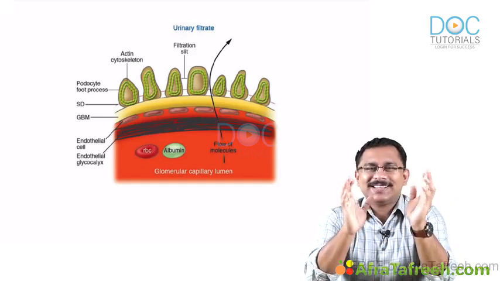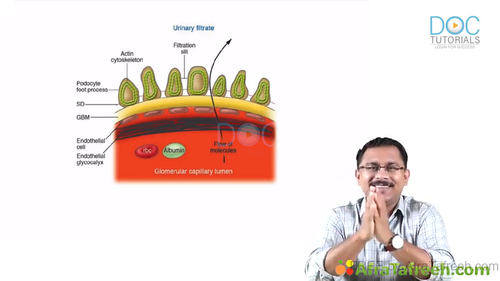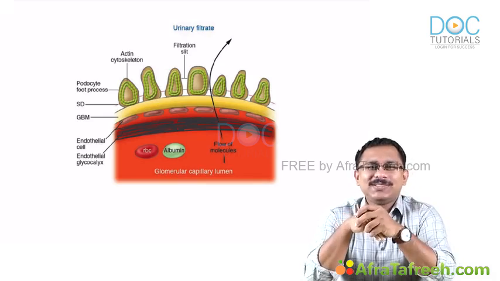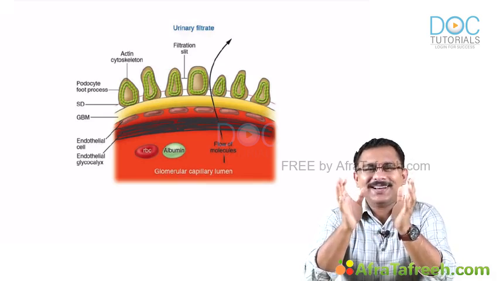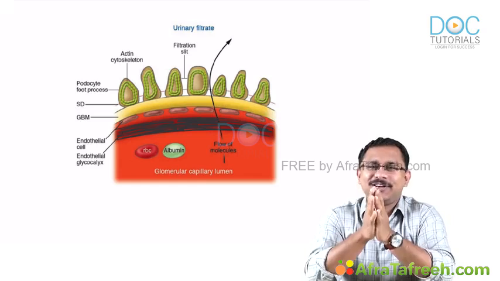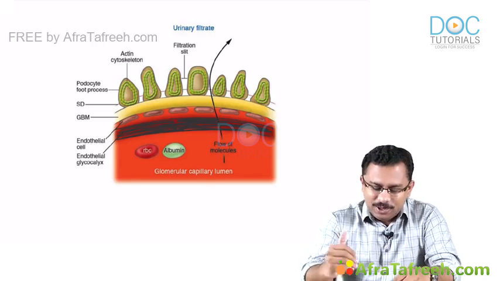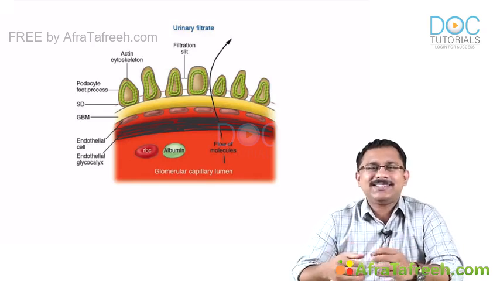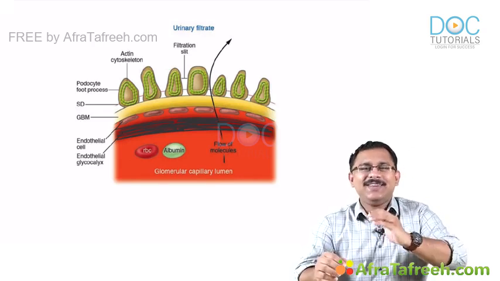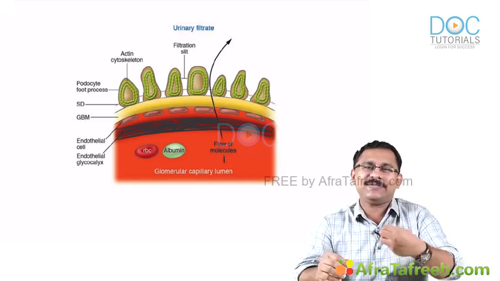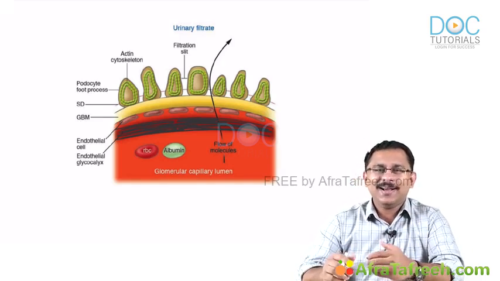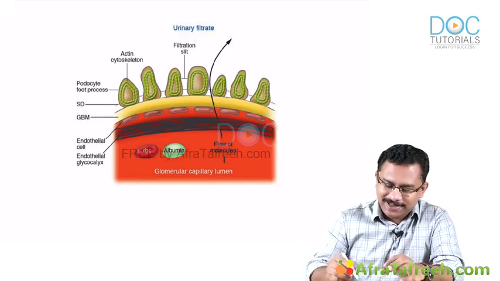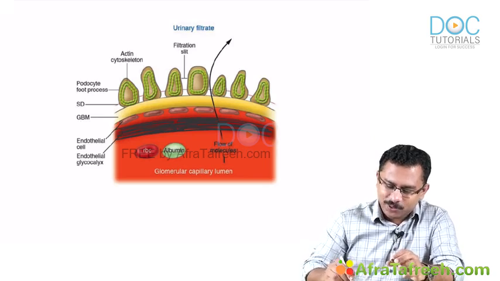So the filtration barrier has to have good selectivity. It should not allow proteins like albumin to go out. You should have those special properties for your filtration membrane, and your endothelial glycocalyx gives it a negative charge, and because of that the other negatively charged molecules will not pass freely across the filtration barrier. I hope you are very clear with the endothelial glycocalyx.